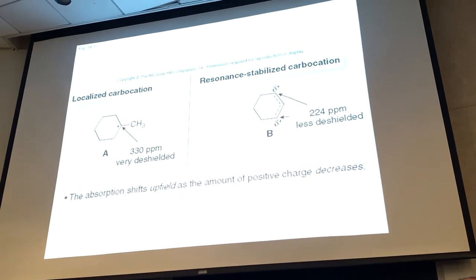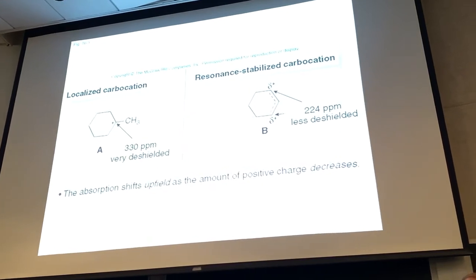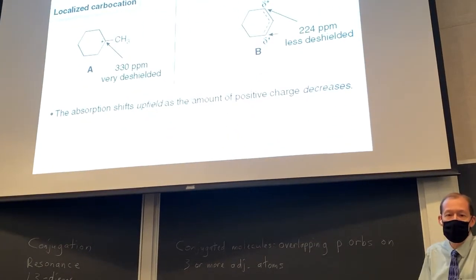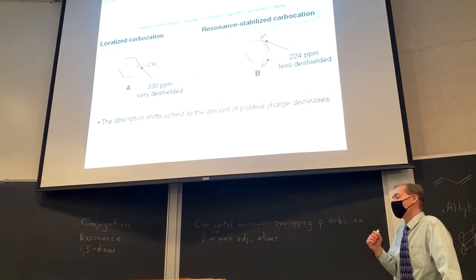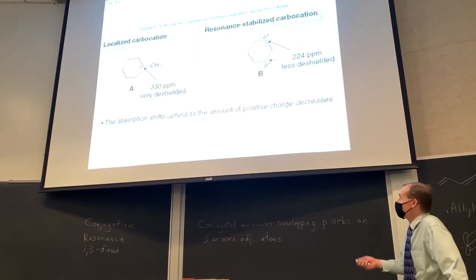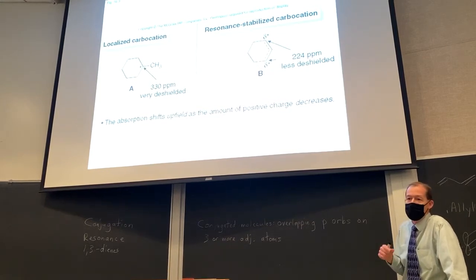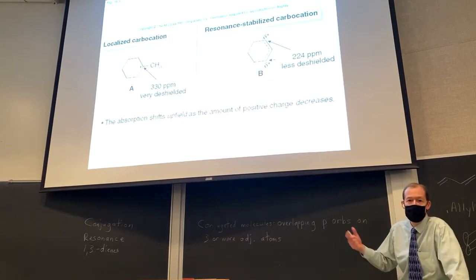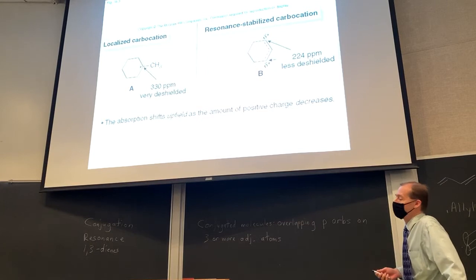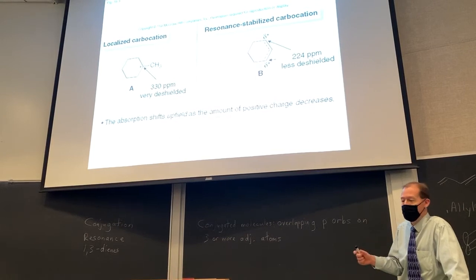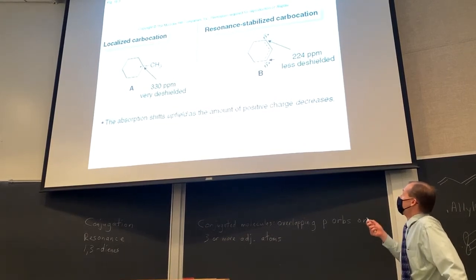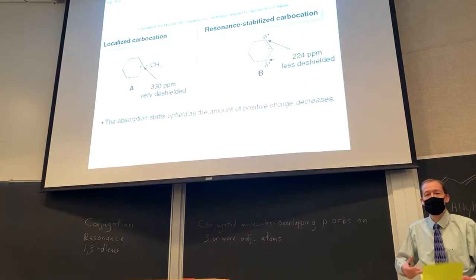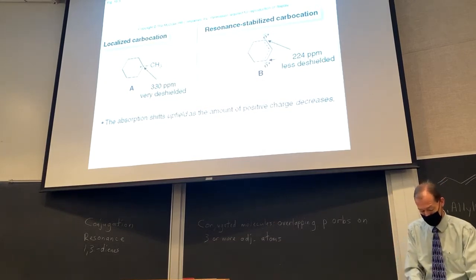I should note, calling this localized is not entirely correct. Remember, we learned that the positive charge in carbocations can be delocalized due to hyperconjugation or due to inductive effects. But the delocalization due to hyperconjugation or inductive effects is much less than the delocalization due to the resonance that we get when we have conjugation. Okay, so there's only very small amounts of delocalization due to hyperconjugation and inductive effects here, much larger amounts of delocalization due to the resonance or the conjugation.